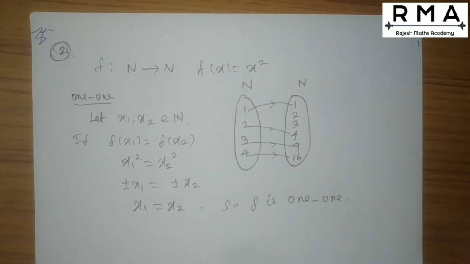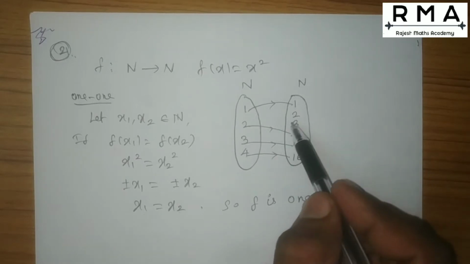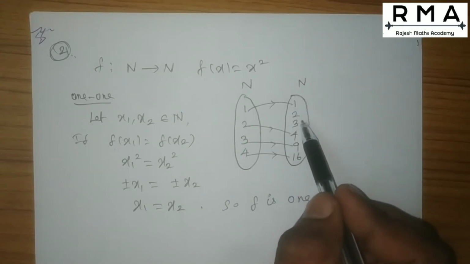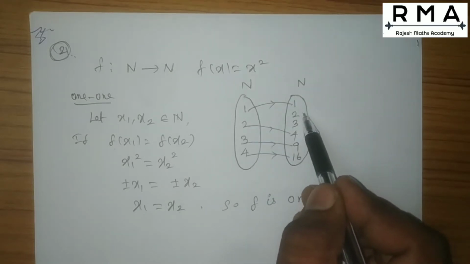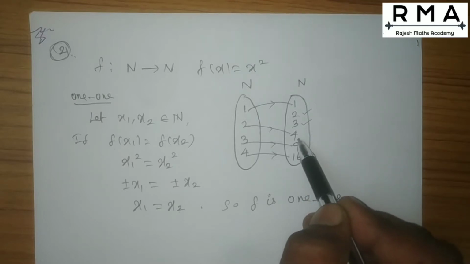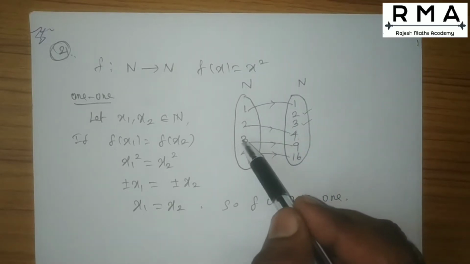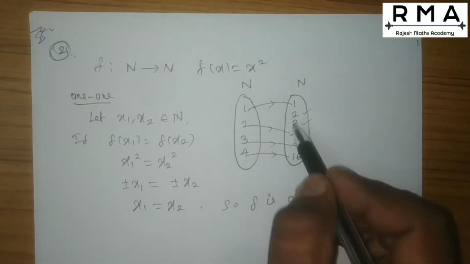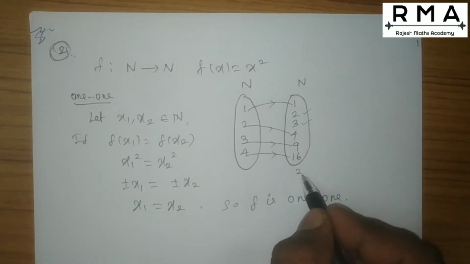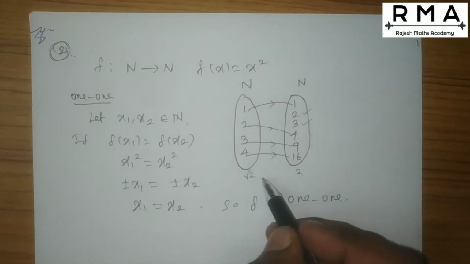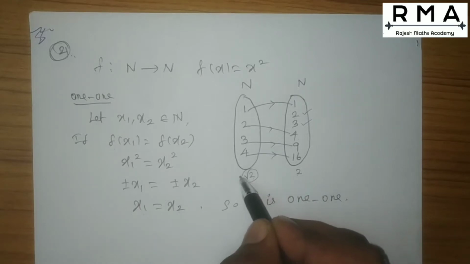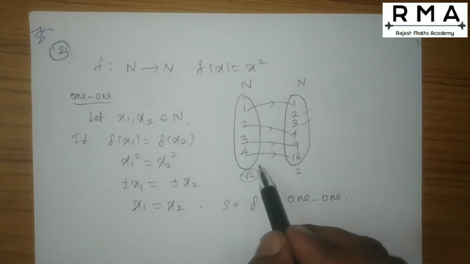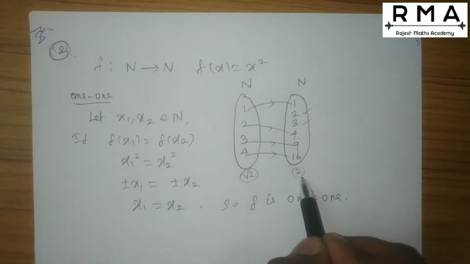What about onto? Onto means all the elements of y in the natural numbers should be an image of some element of x. Clearly 2, 3, similarly 5, 6, these elements are left unmapped. If I want to map 2, I need to take the square root of 2, because squaring it will be mapped with 2, but the square root of 2 does not belong to the natural numbers. So this element is left unmapped. So this is not onto.